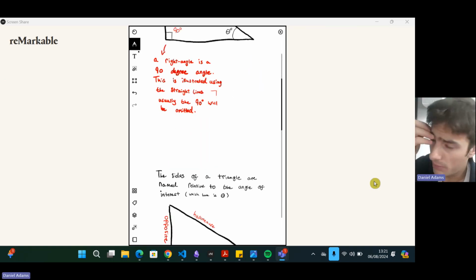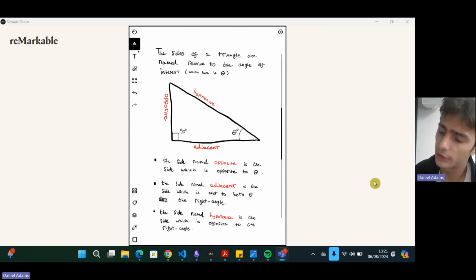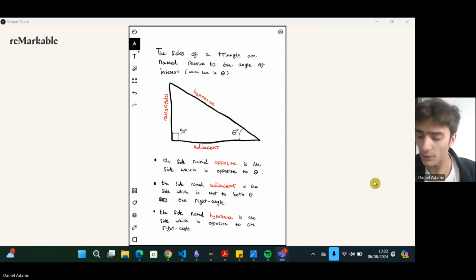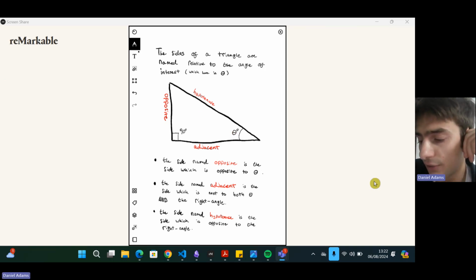So now we've named the angles inside a triangle. We can also name the sides of a triangle, but you have to be very careful here because when we name the sides of a triangle, we actually name them relative to an angle that we're interested in. So for instance, if we have a 90-degree triangle, as shown here, and we're interested in some angle theta, we're going to name the sides of this triangle relative to theta. And what do I mean by that?